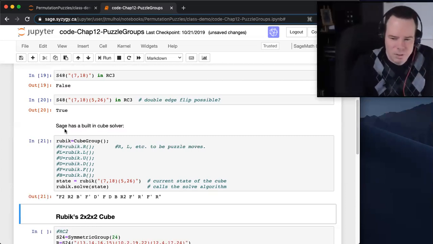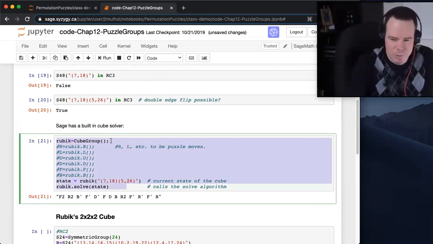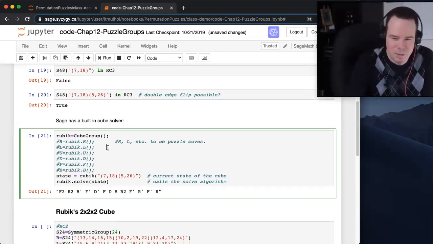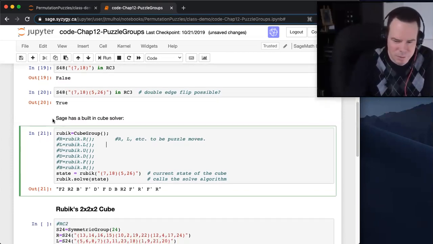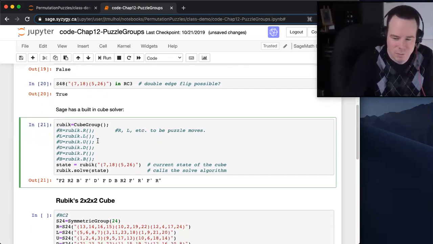This is just a fun little thing to note: yep, Sage Math does have a built-in cube solver. So our mathematical software package does actually have something puzzle related already built into it. We're not going to use this at all, I mean, we're not going to use it in class, but you might have some fun playing around with it.